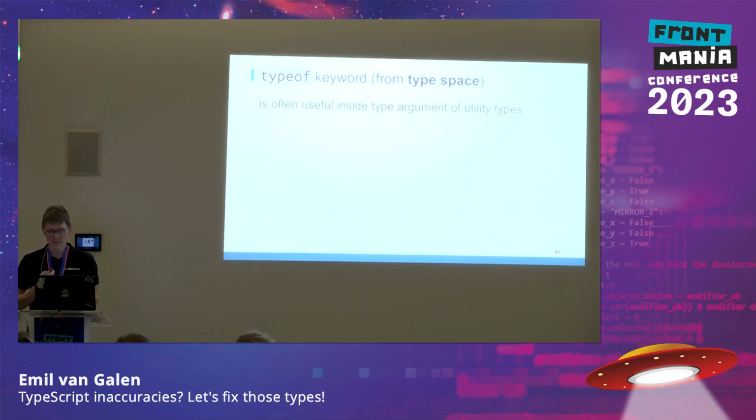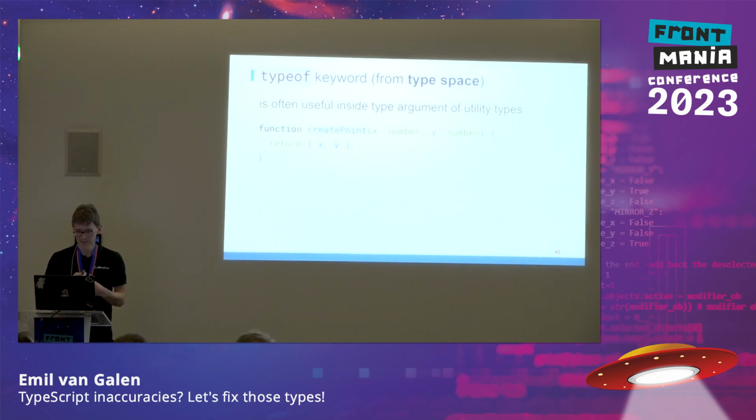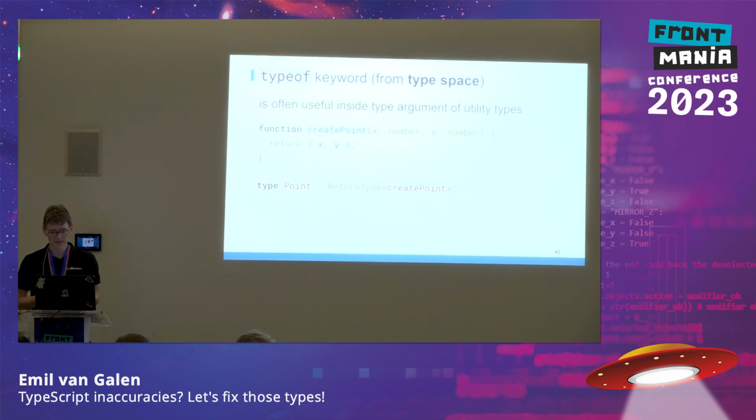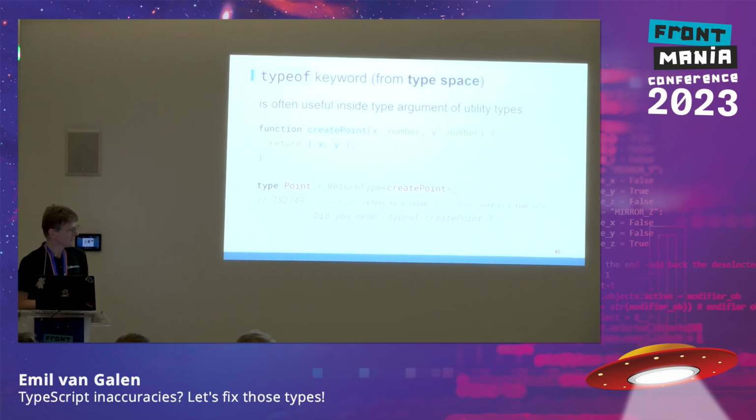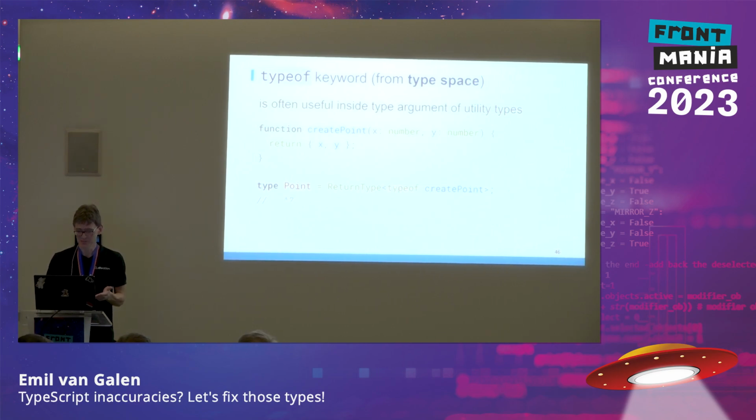And it's often really useful if you have a type argument and you want to use a value as an argument. In this case, I have a function, and I want to use the utility type ReturnType, but it doesn't allow me because it says, oh, you're referring to a value. Do you want to use it as a type? This is one of the few occasions where TypeScript will give you a meaningful error message. So just prefix it with typeof, and then it will work.